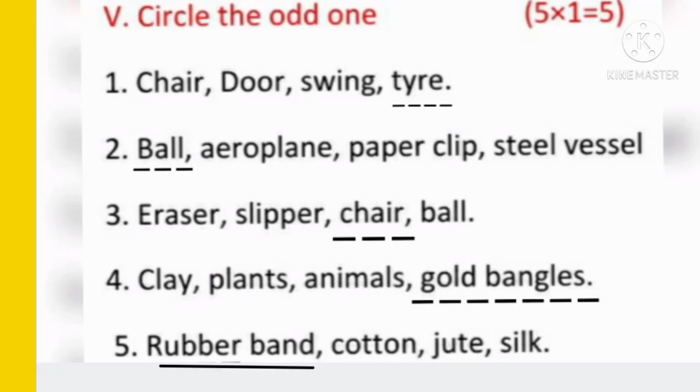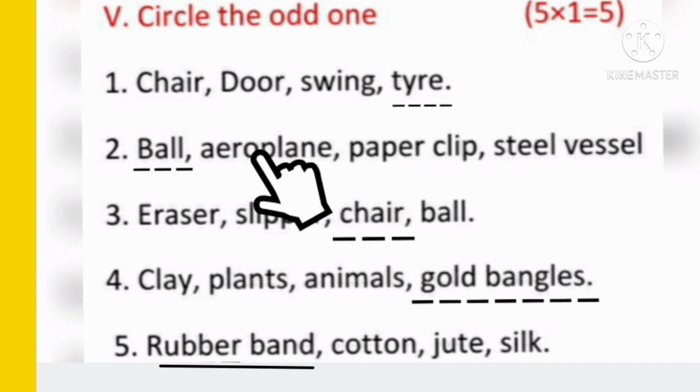Look here, children. Next, circle the odd one. First one: chair, door, swing, tire. Which is the hard one? Chair, door, swing. These are the things made of wood. Tire is made of rubber. So, this is the hard one. Which is the hard one? Tire is the hard one.